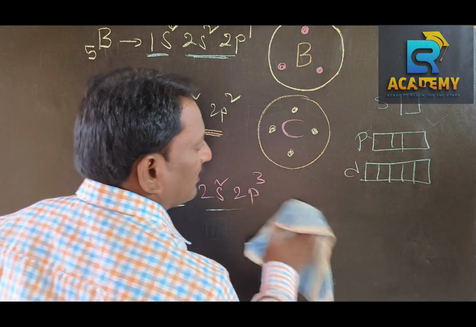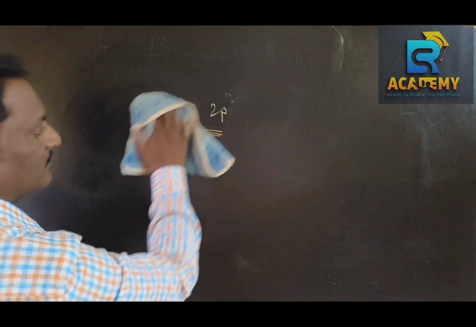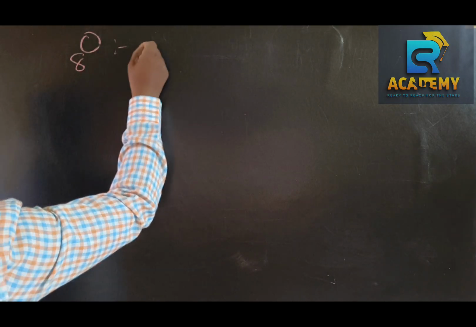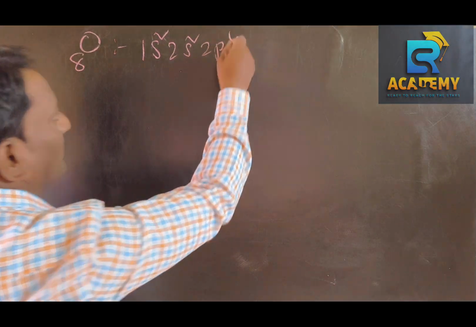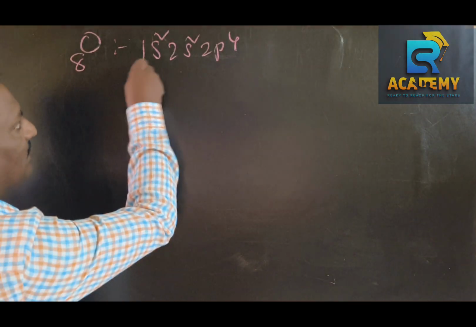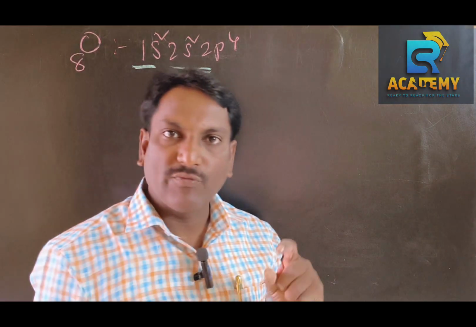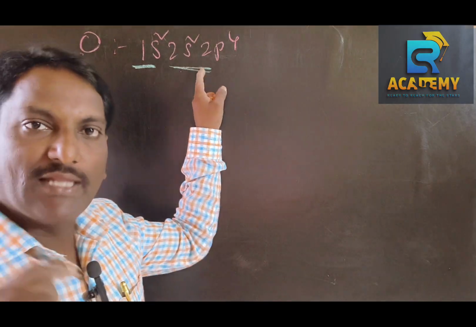Next one, oxygen. Oxygen atomic number 8. Electronic configuration 1s2, 2s2, 2p4. So, how many shells are there? 2, and the second shell will be considered as the valence shell. How many valence electrons? Yes, 6 valence electrons.